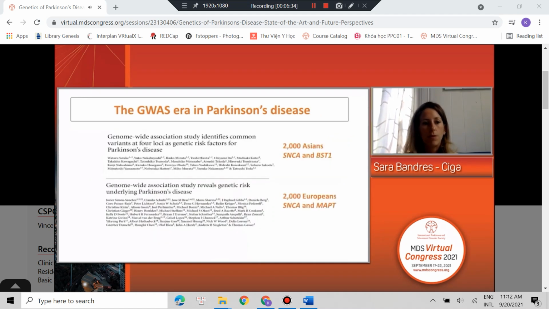So before I dig into the current scenario, I would like to briefly discuss the starting point of the GWAS era in Parkinson's disease genetics. These two references that I highlight here were the first two GWAS studies published in our field in 2009. The first one, by Satake et al. in the Asian population, nominated SNCA, which encodes for synuclein, and BST1.